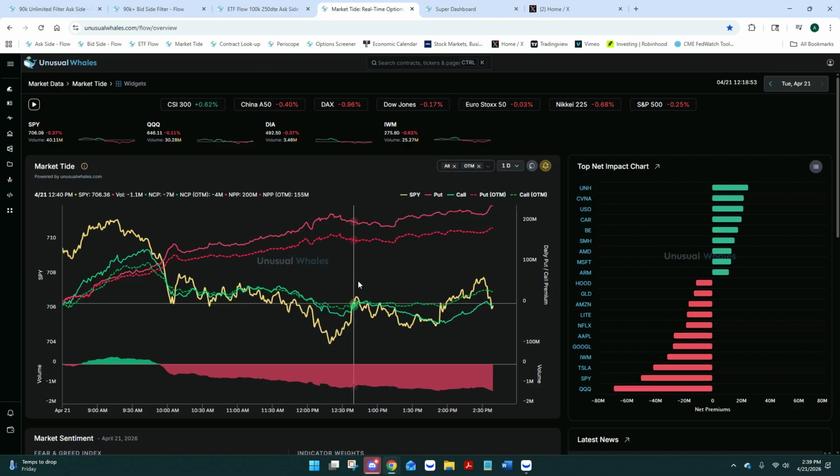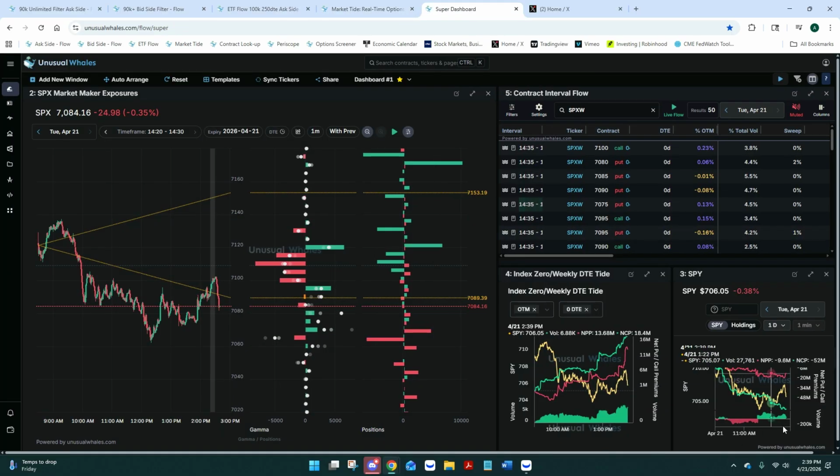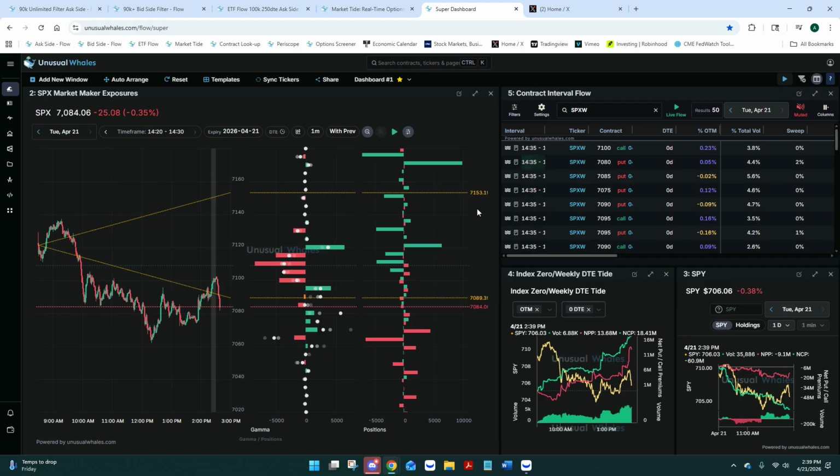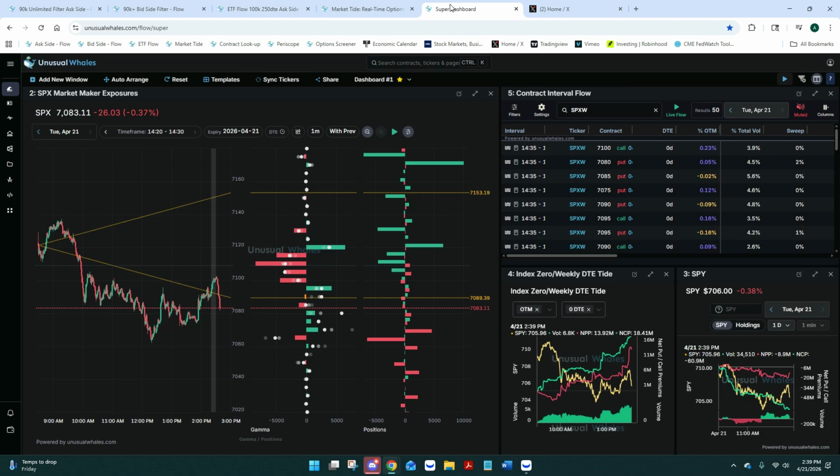Let's see, premiums. Just paying attention to volume as well. There's a lot of heavy negative volume here. If you're going long, there's very heavy negative put volume, especially on, well, SPY is not really that heavy put volume, but just the whole market tide there. Be very quick on your scalps.